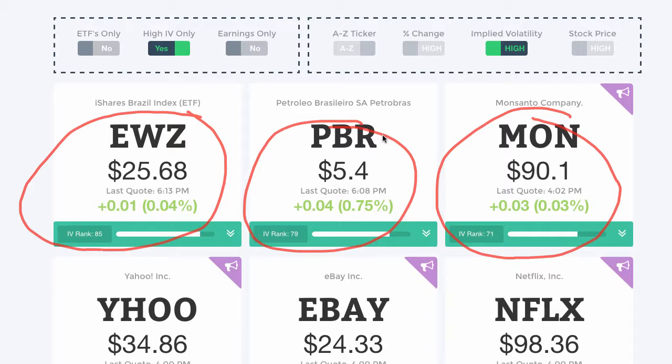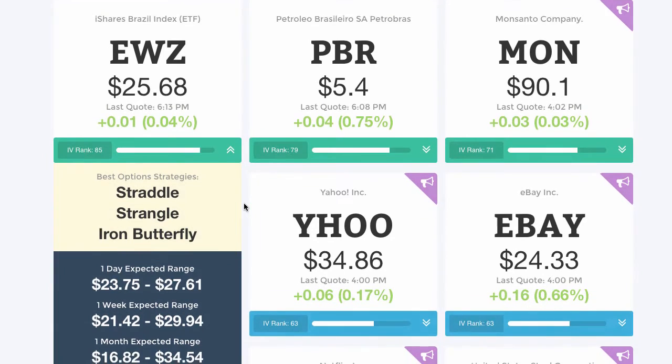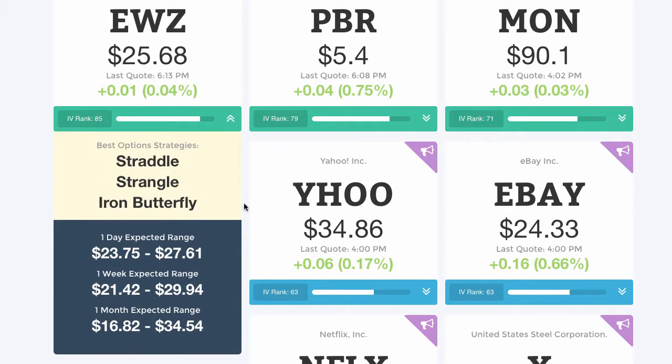Okay, so now I can go in here and say, okay, look, these are the things I need to be focusing on because they have the highest implied volatility, the highest opportunity for me to make money. Now, one of the things that we also pre-built in here is the ability to look for the best option strategies, which are then suggested based on implied volatility.